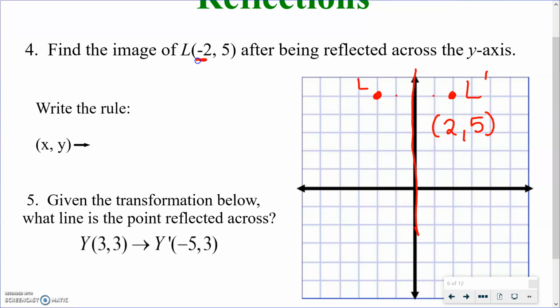So if you can see here, this went from being -2 to +2 in the x coordinate. So it's the opposite. We're going to say -x, because that means to change the sign. And with the 5, that stays the same. So we're just going to write comma y, because that number that y is does not change. Okay?